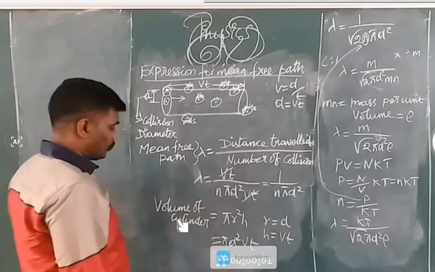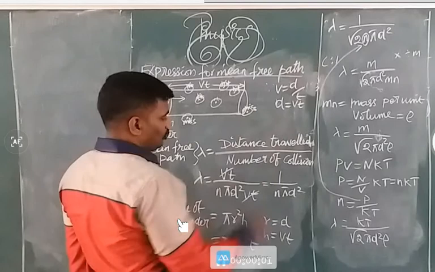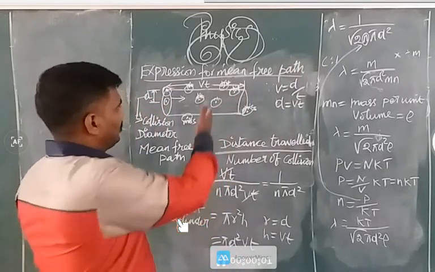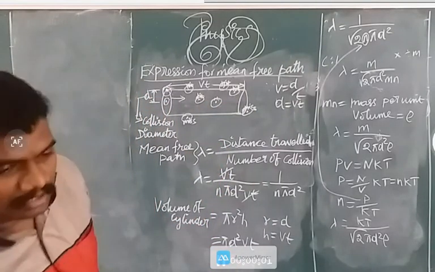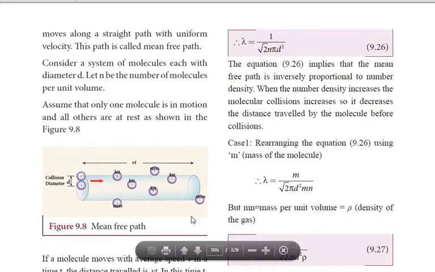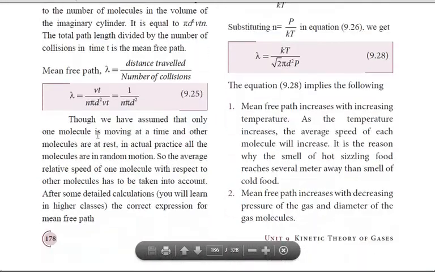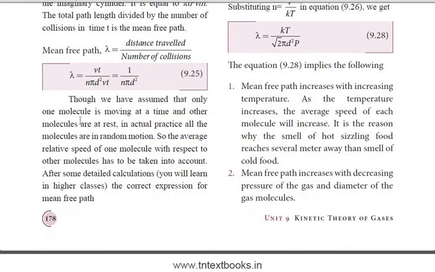N pi d square. Now lambda is equal to the number of collisions in this cylindrical shape. This is the important point, listen carefully. Though we have assumed that only one molecule is moving at a time and the other molecules are at rest, in actual practice all the molecules are in random motion.